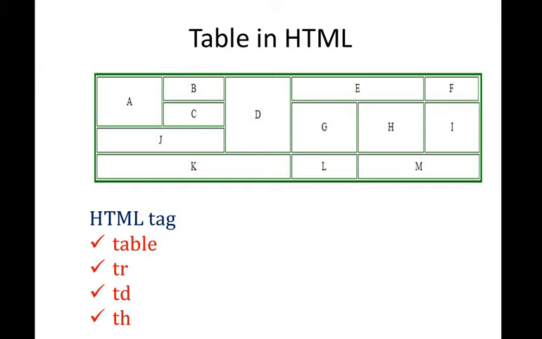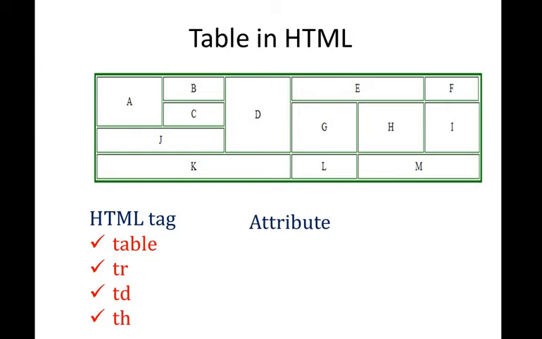Next there is th, which means table header. In many tables you have seen the name of the column field mentioned with some different styling, so that you can identify that this column is for name, this one is for surname, this one is for cell phone number, like that. So these are the HTML tags.